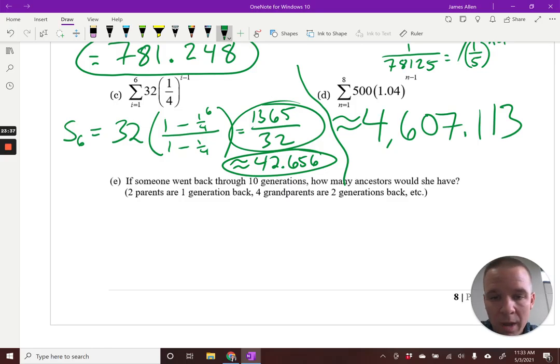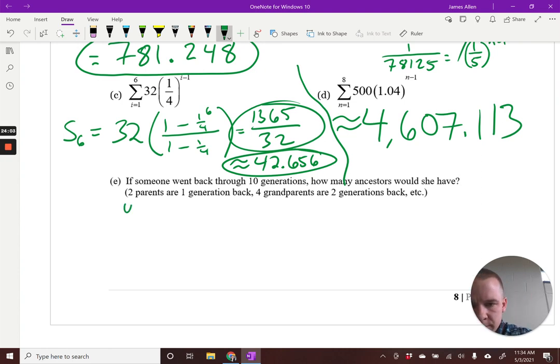Last one. If someone went back through 10 generations, how many ancestors would she have? 2 parents are 1 generation back. 4 grandparents are 2 generations back, etc., etc. So we'll keep it super consistent like that. Obviously, that's not always the case. Not everything is the exact same, but let's say that is the pattern that has been followed in this particular family for 10 generations, right?